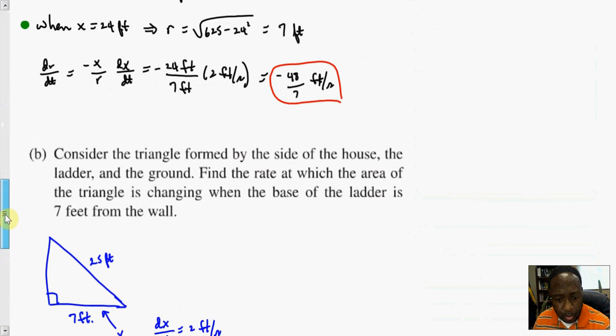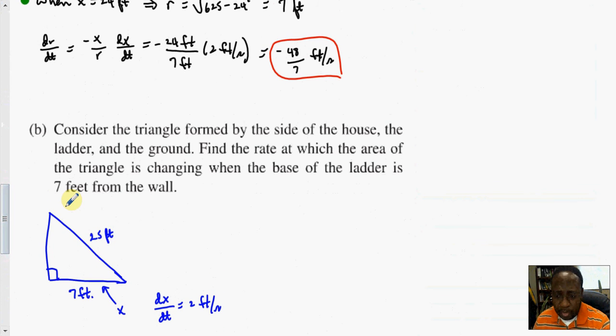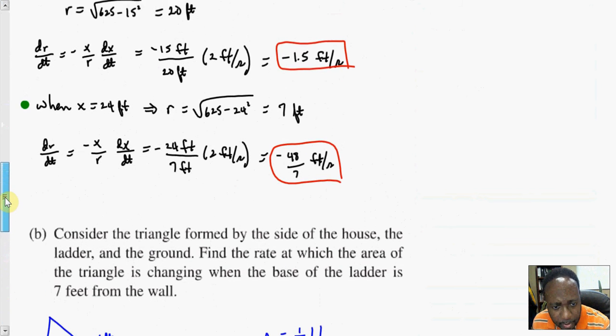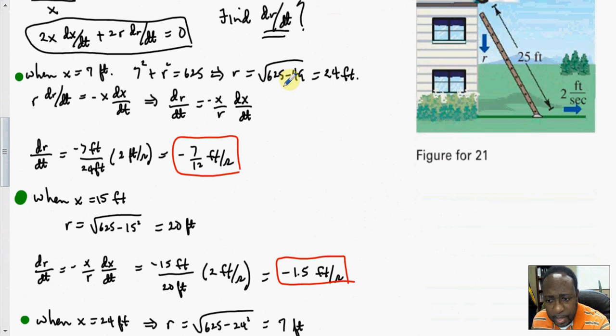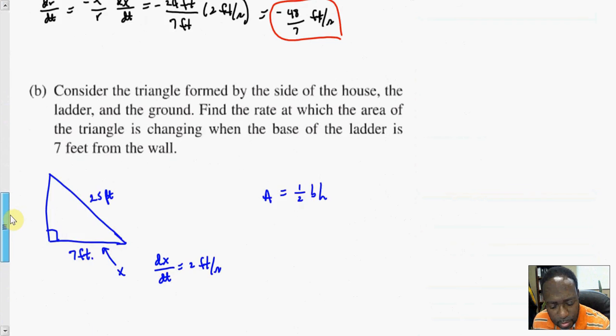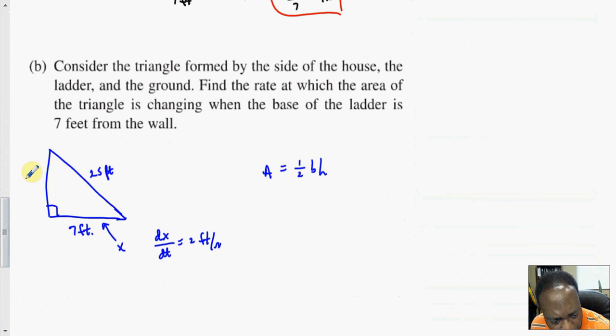And so to find the rate at which the area of the triangle is changing, we just use the formula for the area of a triangle. The area is equal to 1/2 the base times the height. Now, if the base here is 7, then we had calculated before that if x was equal to 7, that meant that r was equal to 24. So this side over here is going to be 24.